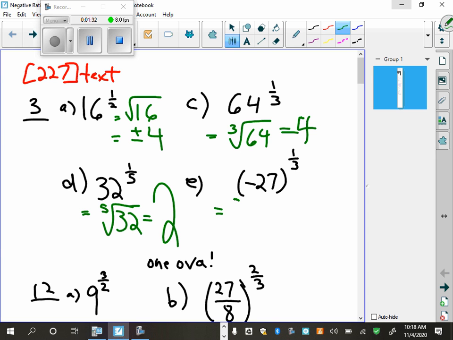And we have a cubic root of a negative. Anytime you have a cubic root of a negative, the answer is negative. What's the answer? -3. That's cool.